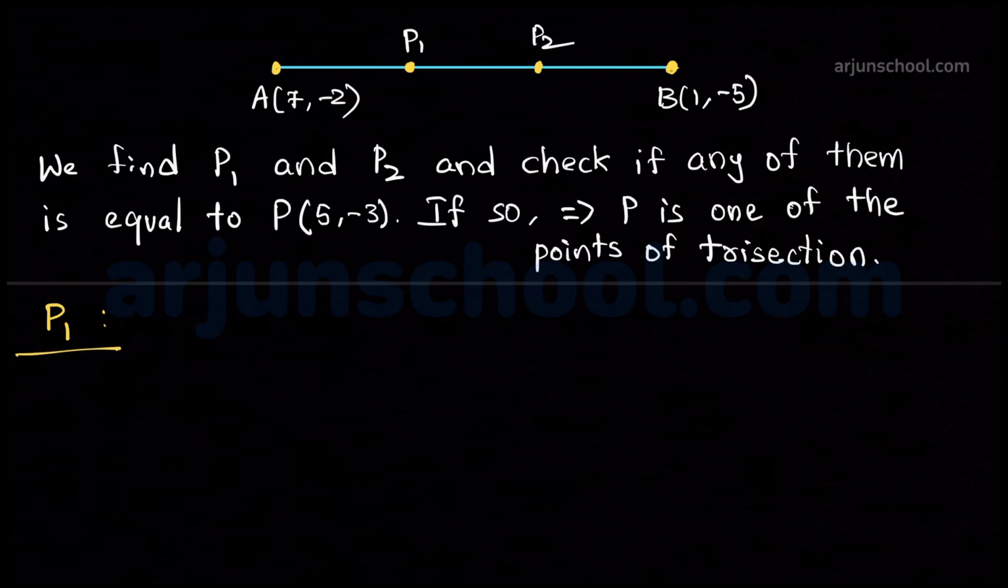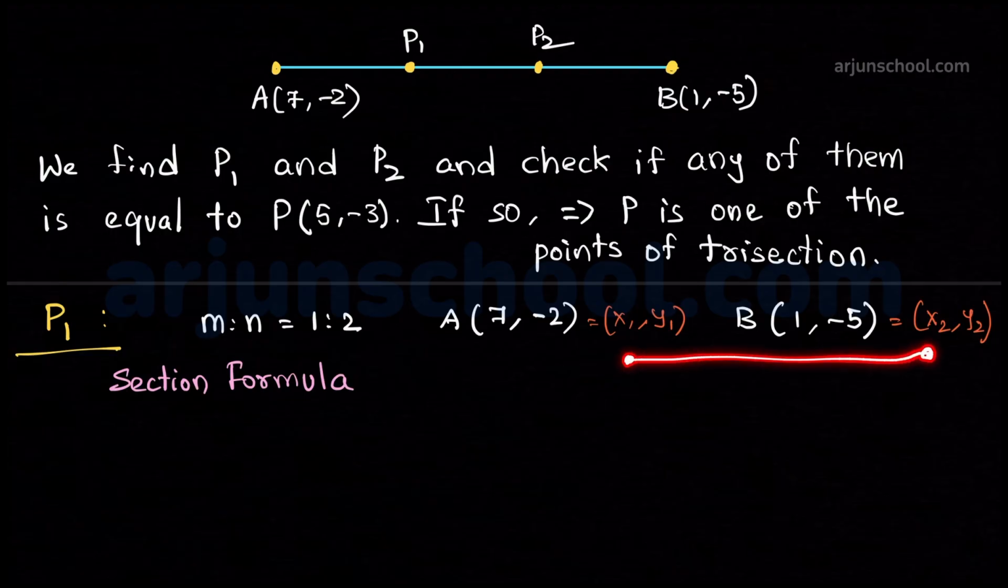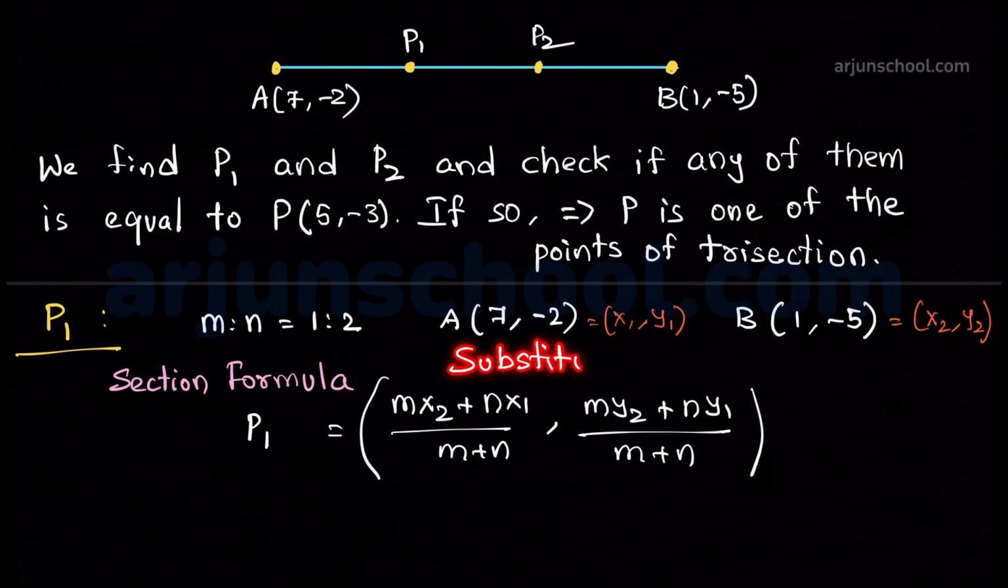The first point of trisection P1 divides the line segment AB in the ratio m:n, which is 1:2. And the points A and B, consider them as (x1, y1) and (x2, y2). And what is the section formula? P1 is equal to (mx2 plus nx1) by (m plus n), comma, y coordinate is (my2 plus ny1) by (m plus n). Now let us substitute the values in this formula.